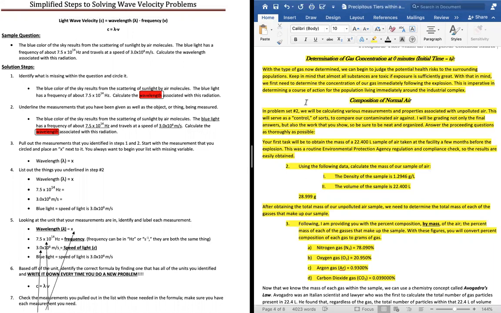So with the type of gas now determined, we can begin to judge the potential health risks to the surrounding populations. Keep in mind that almost all substances are toxic if exposure is sufficiently great. With that in mind, we first need to determine the concentration of our gas immediately following the explosion. This is imperative in determining a course of action for the population living immediately around the industrial complex.